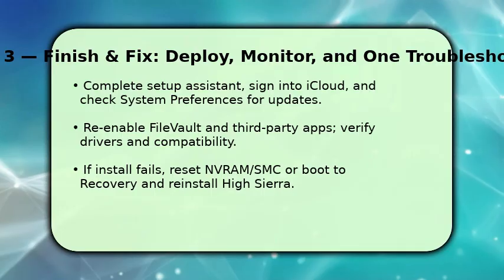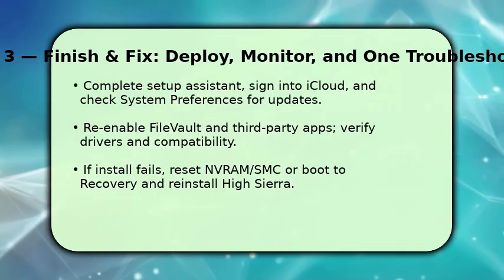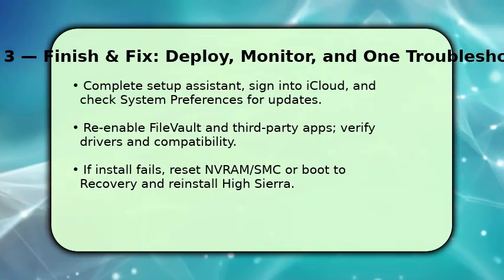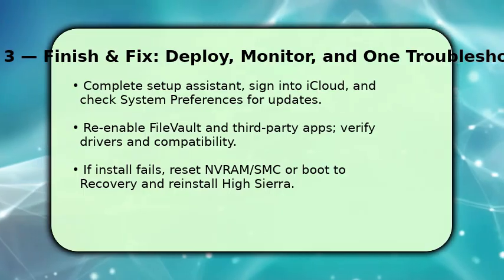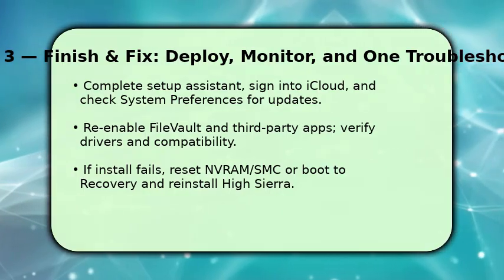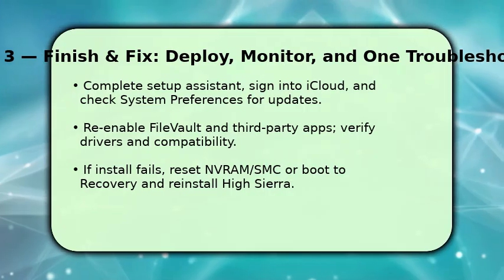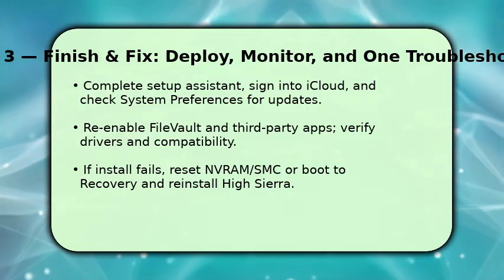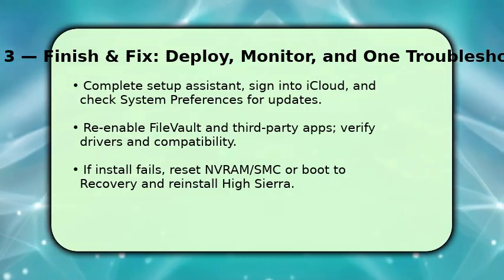If something goes wrong, try the key troubleshooting step. Reset NVRAM and SMC, then boot to recovery to reinstall High Sierra. This often fixes corrupted installer or firmware issues. If that fails, restore from your Time Machine backup.